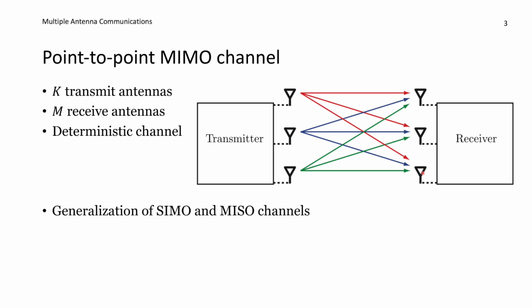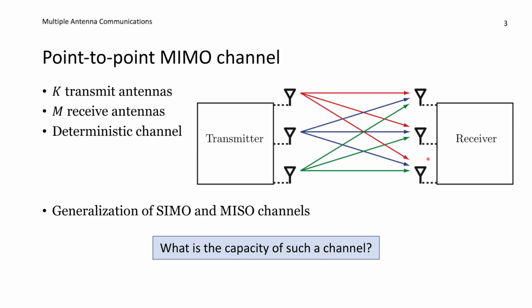And we can view this as a generalization of the SIMO and MISO channels from before. In the SIMO case, we have only one antenna at the transmitter and multiple antennas at the receiver. And in the MISO case, we have multiple antennas at the transmitter, but only one at the receiver. So the question is, what is the capacity of this type of channel when we have multiple antennas at both the transmitter and the receiver? We can expect that the SIMO and MISO capacities that we have derived earlier will be special cases. But we will see that we need a much larger framework to analyze this type of channel. That's why one video is dedicated to this topic.